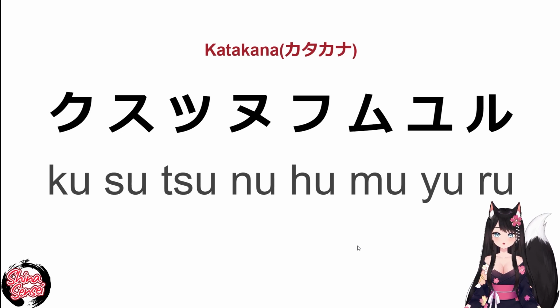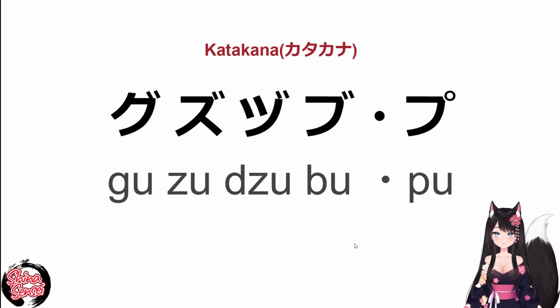Then we have the consonants with the u sound. We have ku, su, tsu, nu, fu, mu, yu, and ru. And with the modifiers, gu, zu, zu, bu, and pu. And in this case, it's the same. Even though the romaji is different for them because of how they're written, they are pronounced the same way.